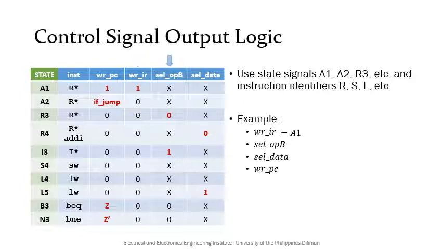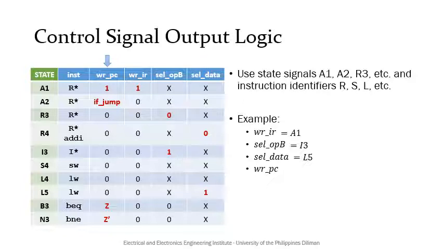Next, if we consider select of B, the expression can simply be written as I3, since select of B is asserted only when the state is I3. Next, for select data, the expression is simply L5, since again, select data is asserted only when the state is L5.